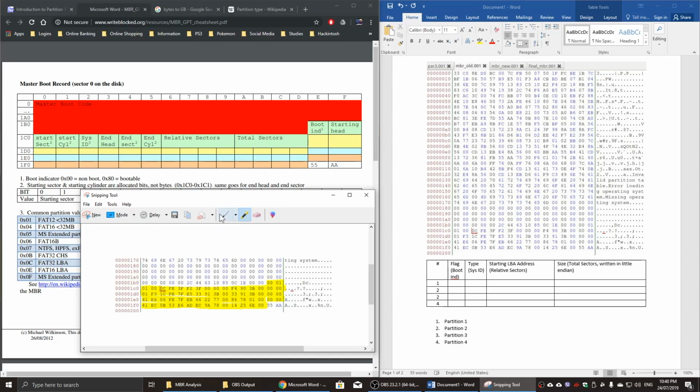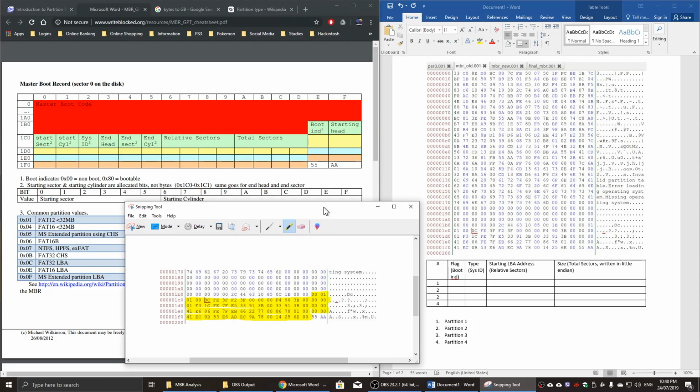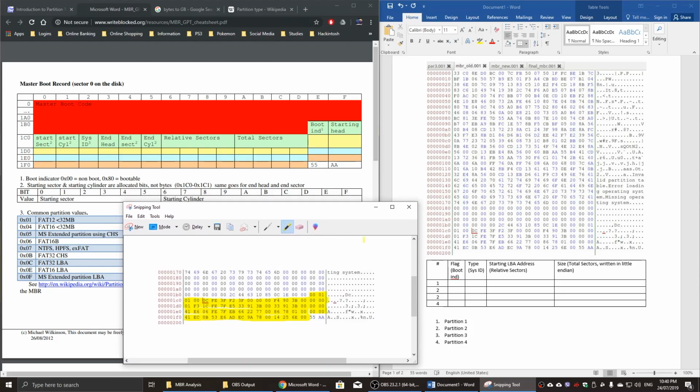So the information that I'm going to be extracting from these partitions are the boot indicator, which will give us an indication of if this is a bootable or a non-bootable partition. The system ID, which is the type of partition, so if it's FAT16, FAT12, FAT32, NTFS, HPFS, etc. I'm going to also extract the starting LBA address, which is the relative sectors.